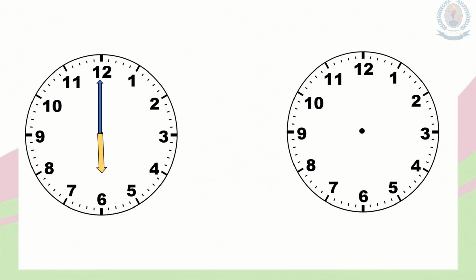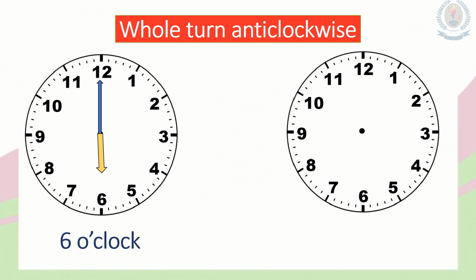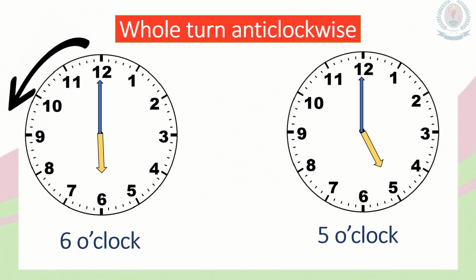In this clock, the short hand points to the number 6 and the long hand points to the number 12. The time is 6 o'clock. Now we'll see a whole turn anticlockwise. The short hand will move from number 6 to number 5, it's backward. And the long hand will go round and come back to the same place. Now the time is 5 o'clock.